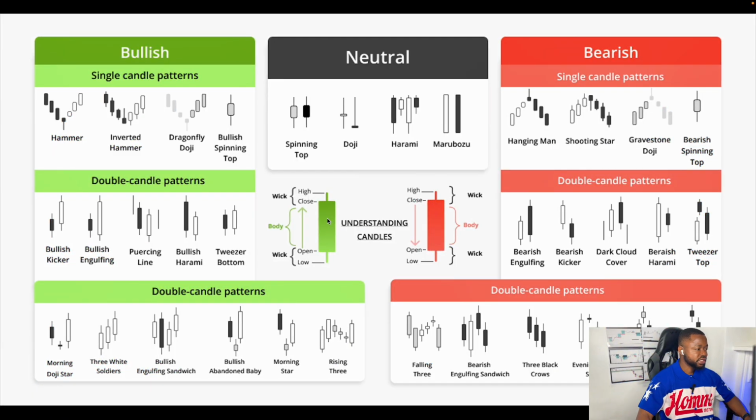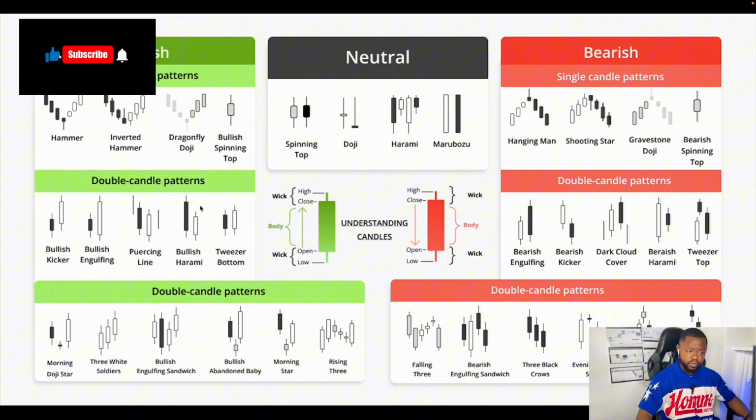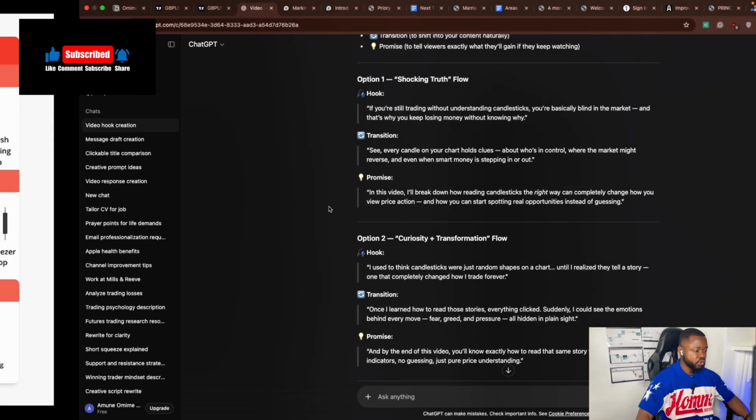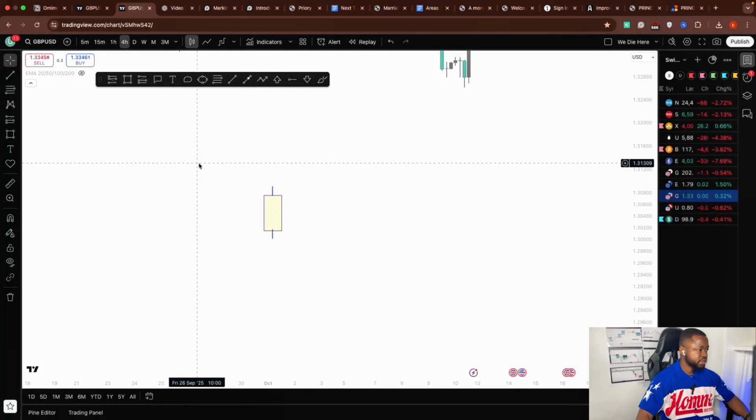So we're going to start with the normal candlesticks. I'm going to show you how the open, the lows, and the highs work in understanding candlesticks, either the wicks, the body, and everything in between. Then we are going to move into the bullish patterns, the single bullish patterns, the double candlestick patterns. We are going to move into all of these, even the neutral patterns. So let's get cracking.